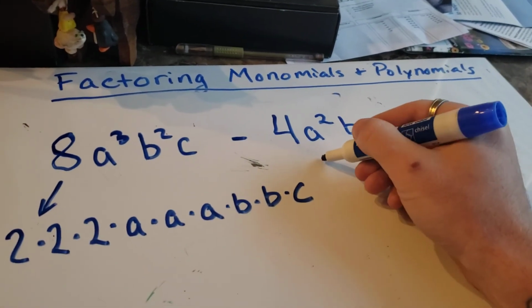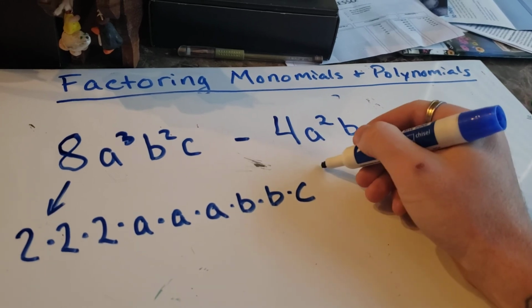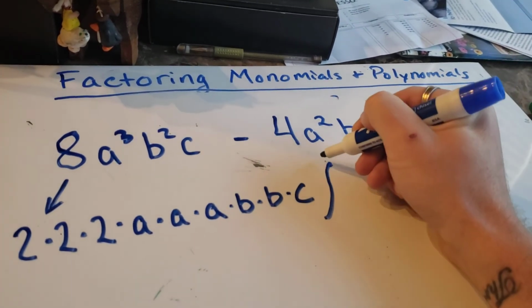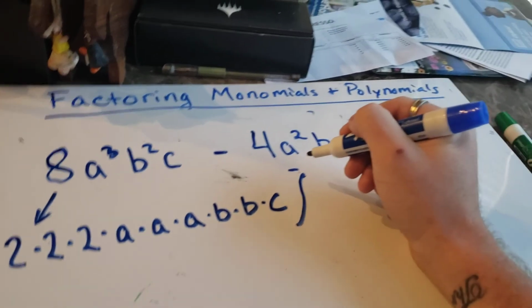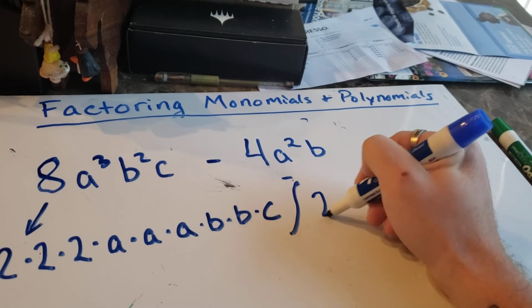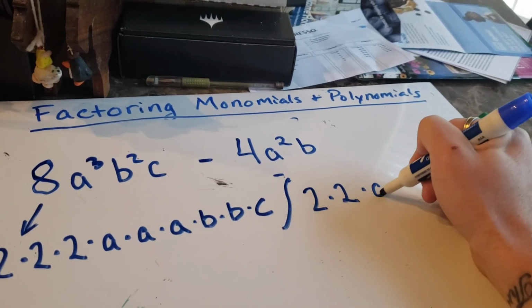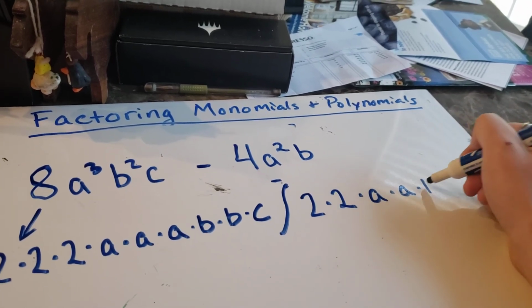Next, we're going to deal with the negative 4a squared b, or just minus. So two ways you can do this, right? And I think the easiest way is to just set aside the negative right now. We'll deal with that in a minute. So 4 is 2 times 2. A squared is a times a, and then b is just b.